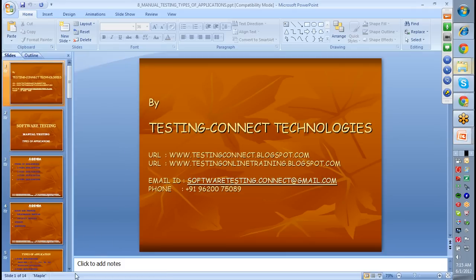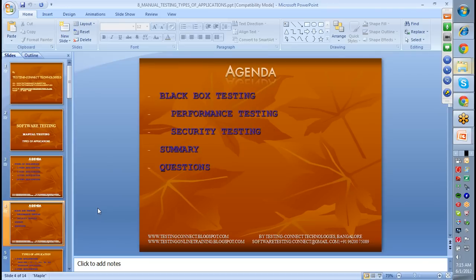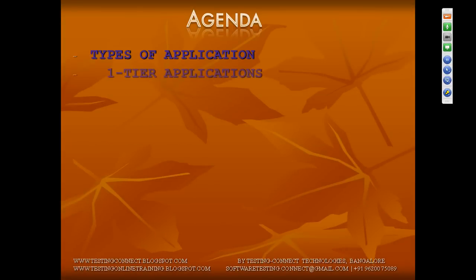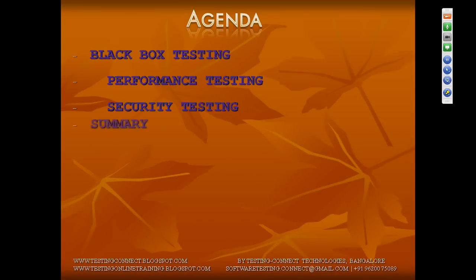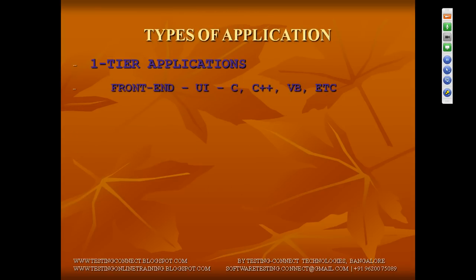Normally there are 4 types of applications you will come across. Those are 1 tier application, 2 tier application, 3 tier application and n tier applications. 1 tier applications have only 1 layer. Front end, that means UI.